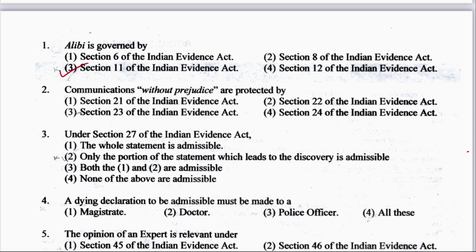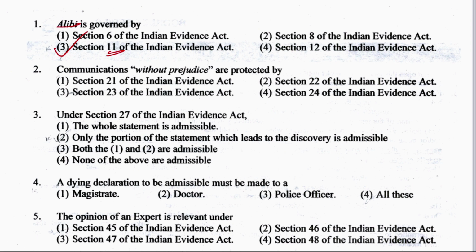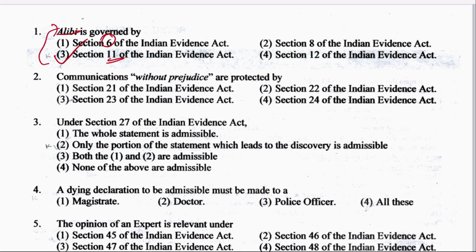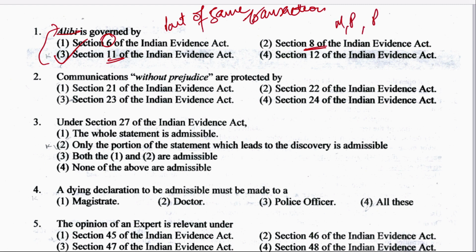Okay. So what does the Section 11 say? It says that when facts not otherwise relevant become relevant. In other words, it is the rule of alibi. Now, what does section 6 talk about? Section 6 talks about relevancy of fact forming part of same transaction. And what does section 8 talk about? Section 8 talks about motive, preparation, and previous or subsequent conduct.